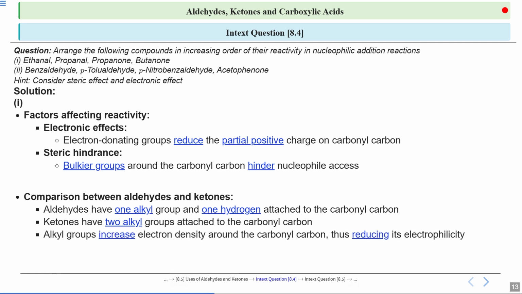The alkyl groups increase the electron density around the carbonyl carbon. Alkyl groups have the nature of donating their electron density by the plus I or plus M effect. Now what will happen because of this? The carbonyl carbon's electrophilicity will reduce because it is receiving electron density. So that carbon is not in so much need of electrons, and it will reduce the electrophilicity of the carbonyl carbon.